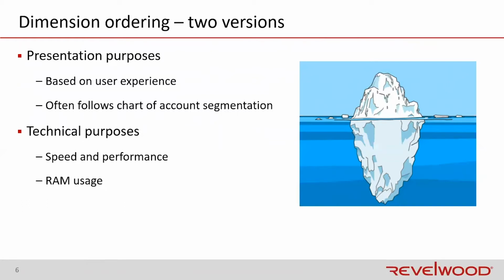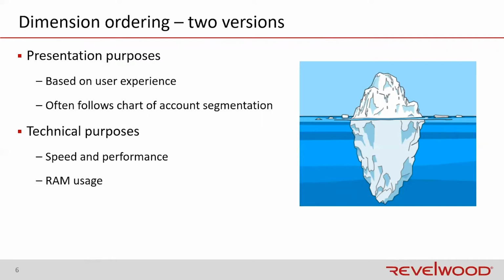But there's a reason and there's a methodology in regards to the dimension order because it does come down to the technical side. It impacts your speed, it impacts your performance. More importantly, it impacts your RAM usage. The approach of how to use a database behind the scenes comes into play from the dimension ordering.